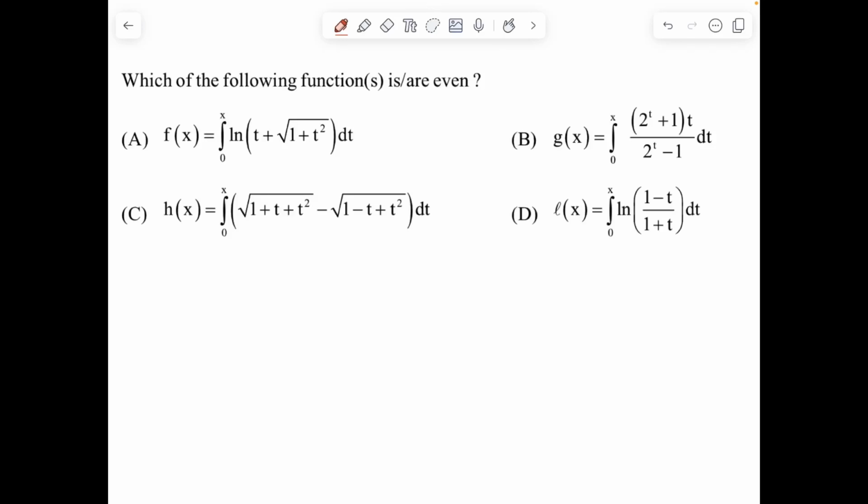Welcome all, and this is a quick problem from even and odd functions, relevant and frequently coming in the JEE examination. So let's try this question. Which of the following functions are even? So we need to check for even and odd.